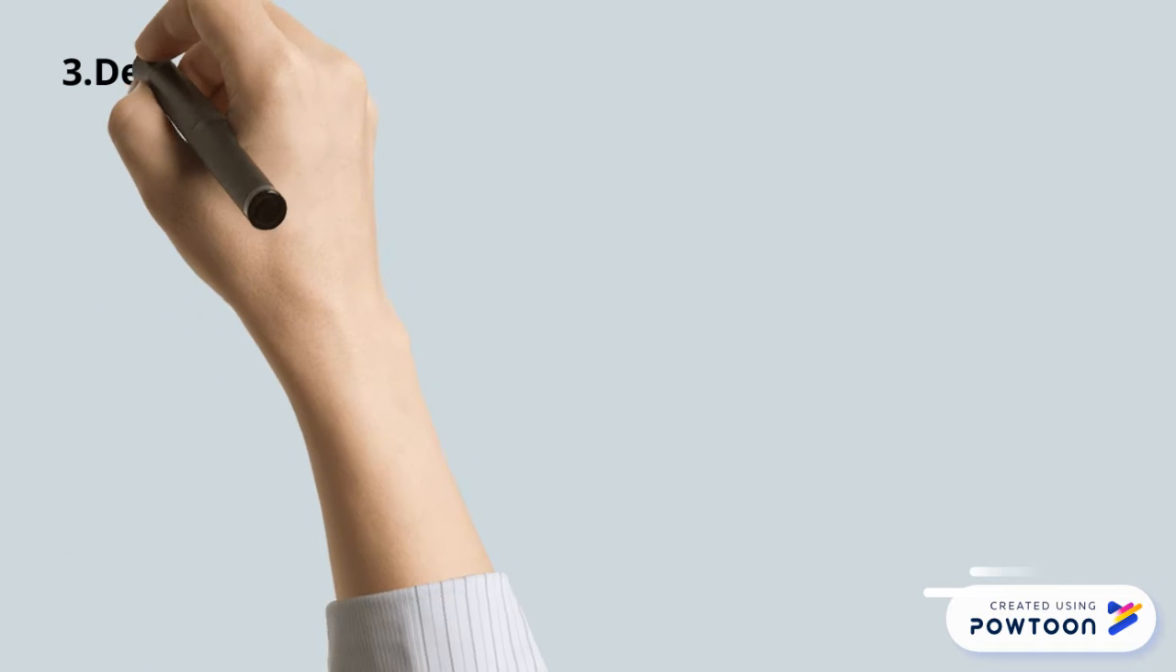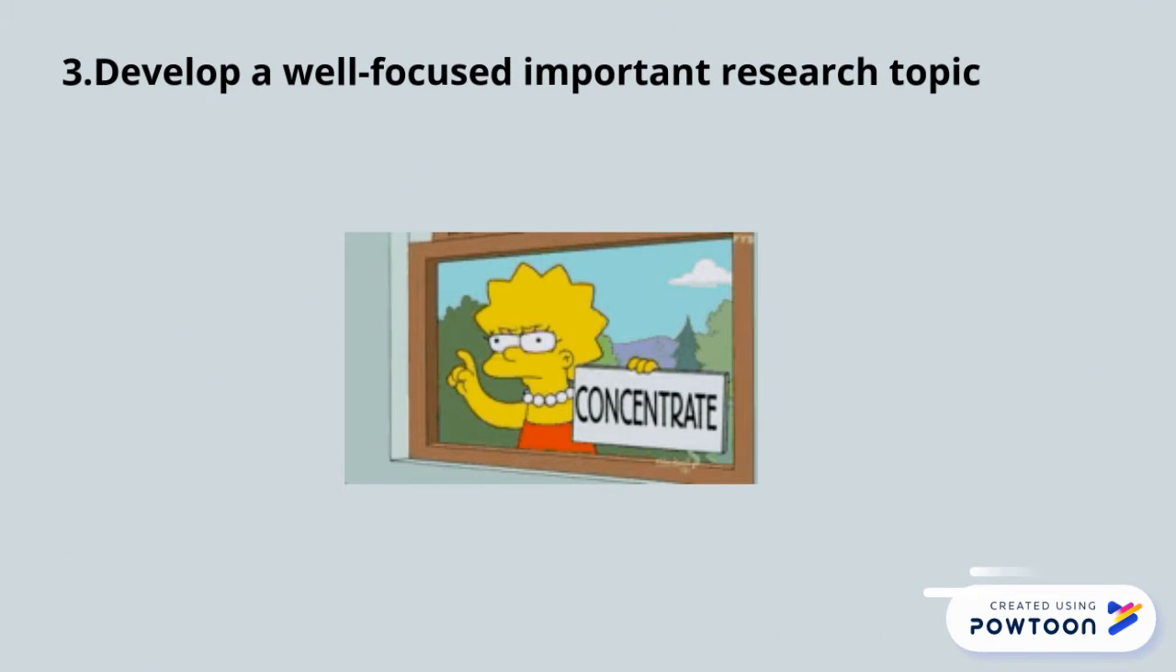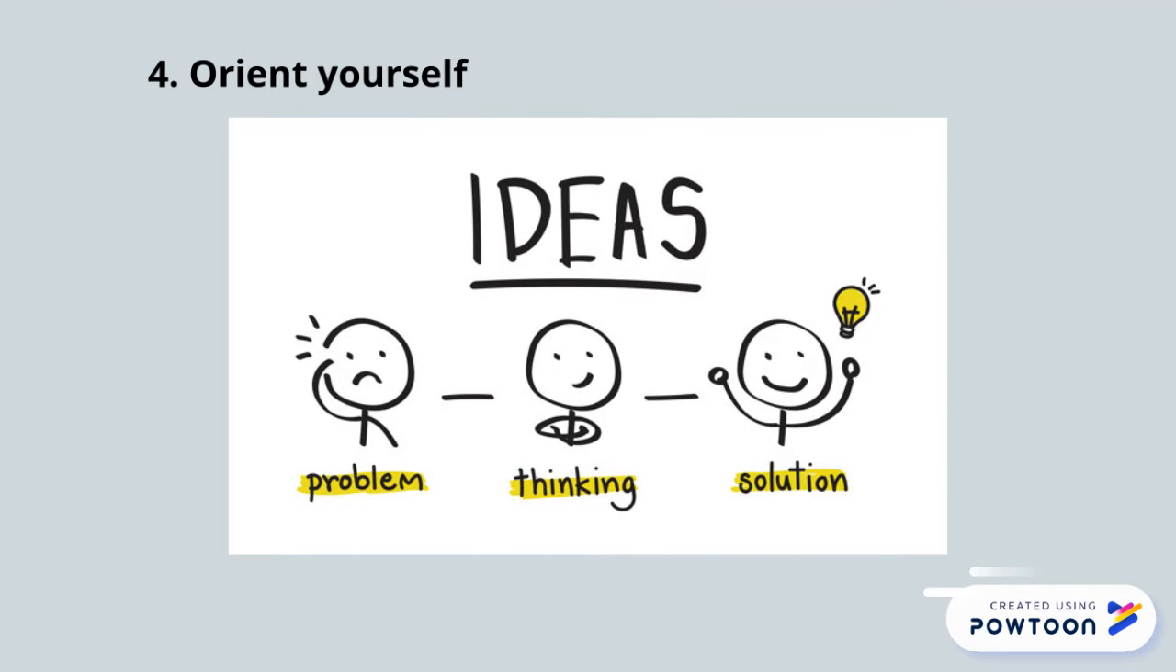Develop a well-focused, important research topic. Reading about phenomenological research and writing about personal experiences are part of the process to examine if the research problem being considered fits a phenomenological approach. Orient yourself. The researcher avoids orienting themselves towards a particular theory in order to remain open to the phenomenon.